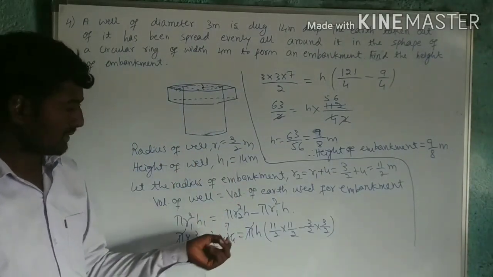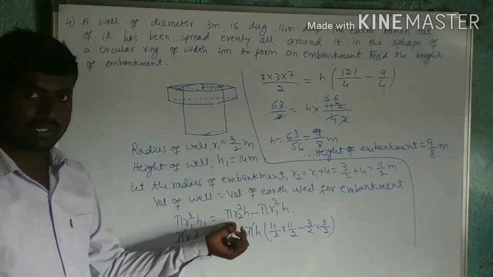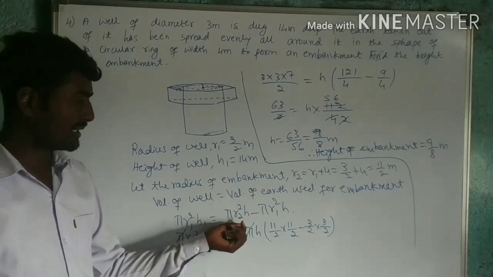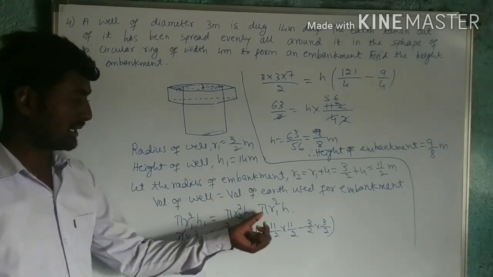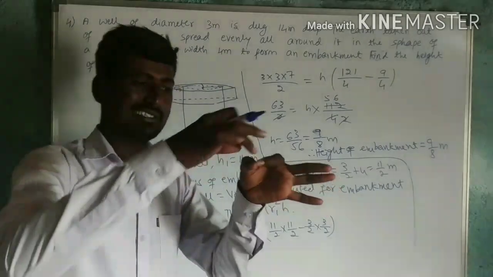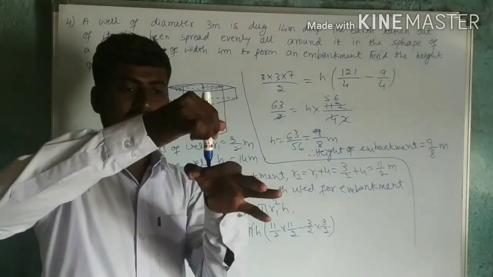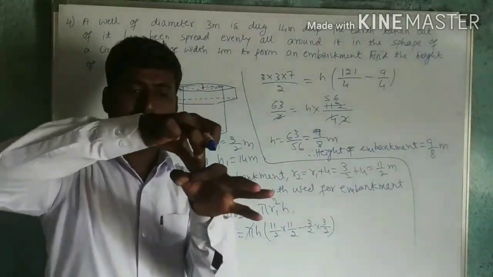This is very important. Why have I taken this one? Most of you have problem here only. Why pi r2 square h minus pi r1 square h? So this is a well. From the center of the well you are taking, so in this one there is a gap.